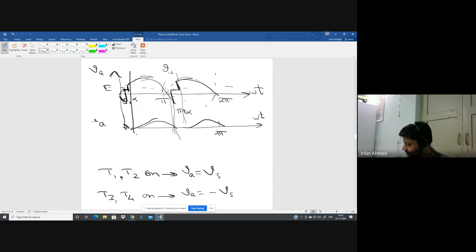This angle is the firing angle alpha. This angle is the extinction angle beta. This is again the firing angle pi plus alpha, and so on.